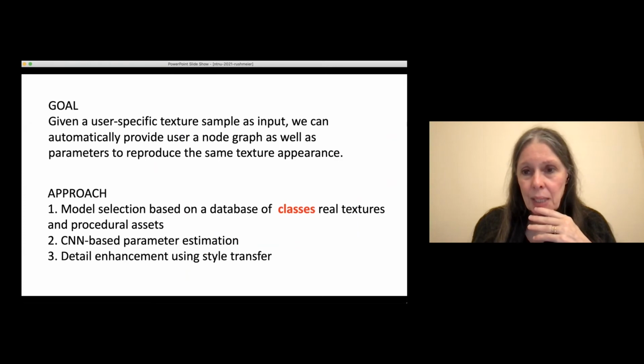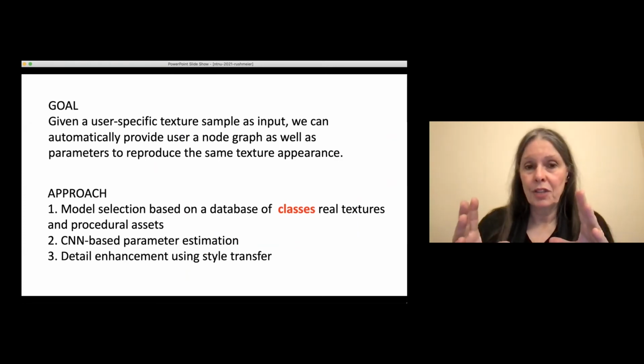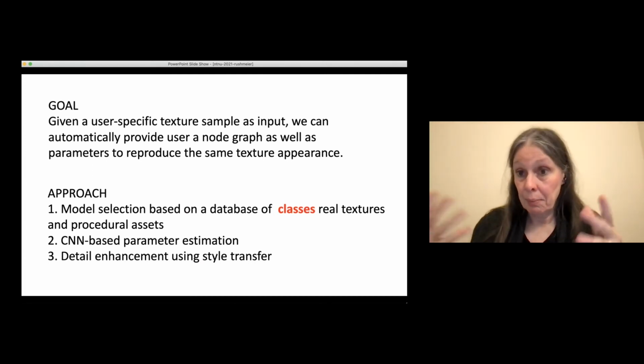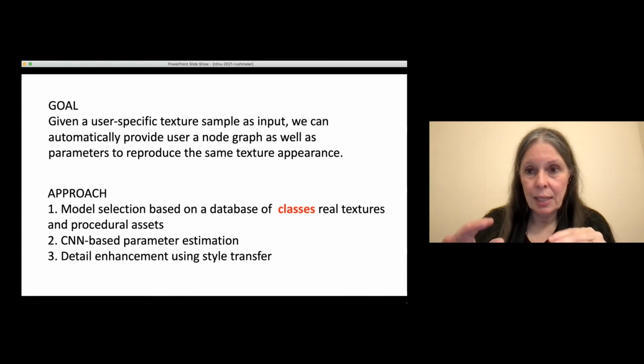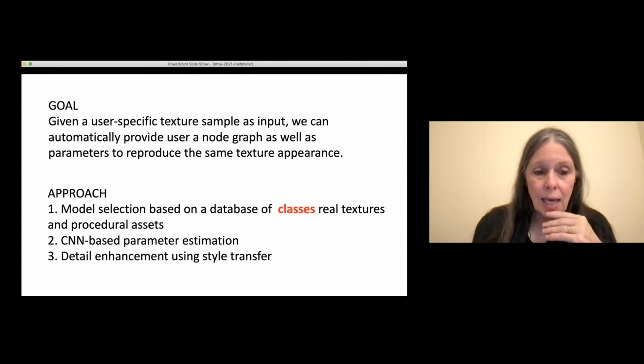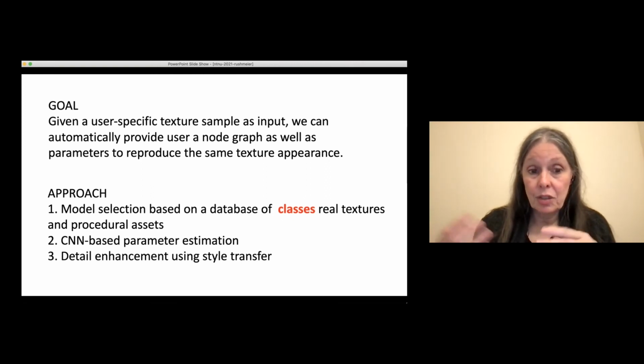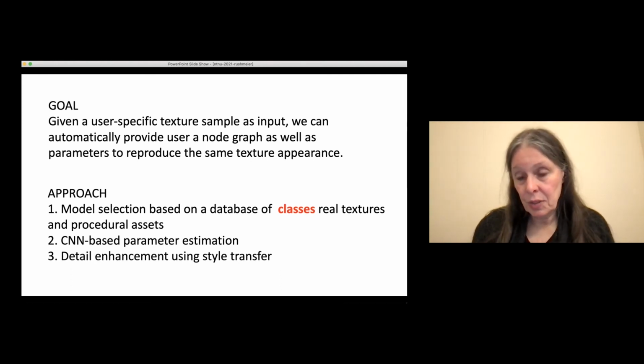Again, we want to use this idea of classes. We're not going to just take any random picture and out of nothing produce a node graph. So we're going to use a database of real textures and procedural assets. We're going to use neural nets to do parameter estimation, and then we're going to use some style transfer to improve the final result.